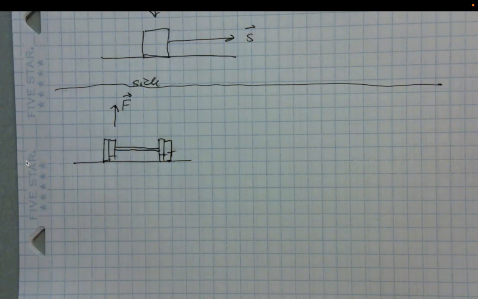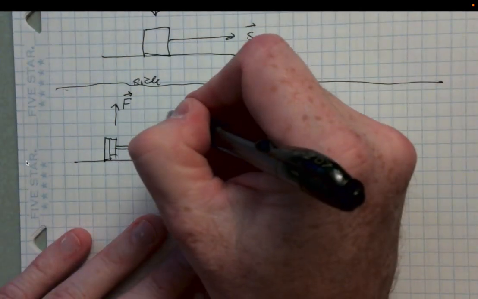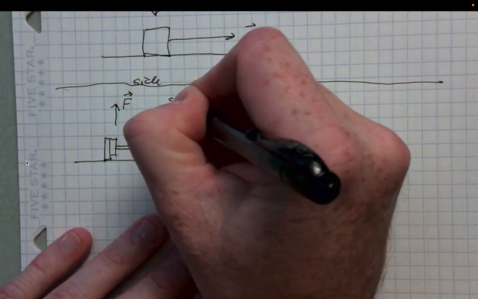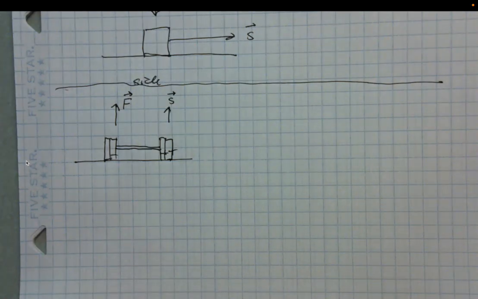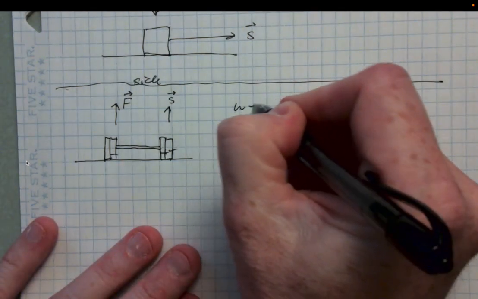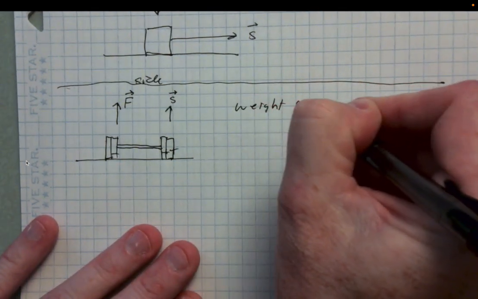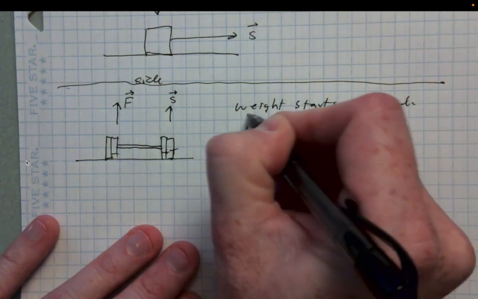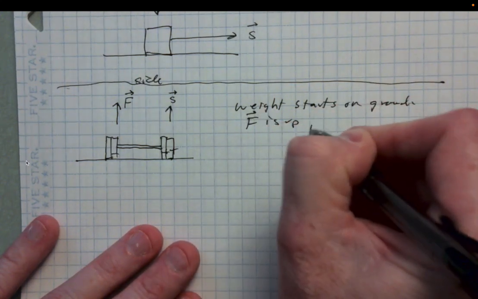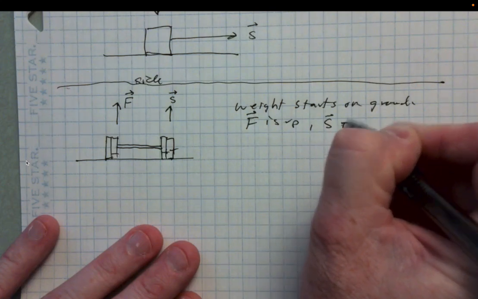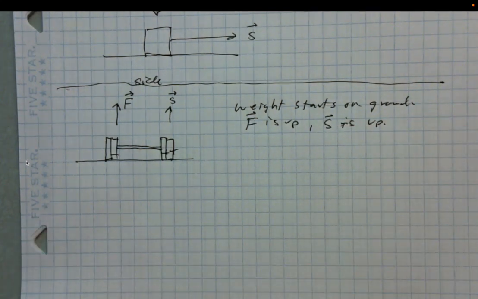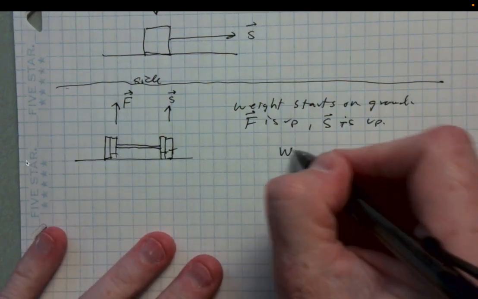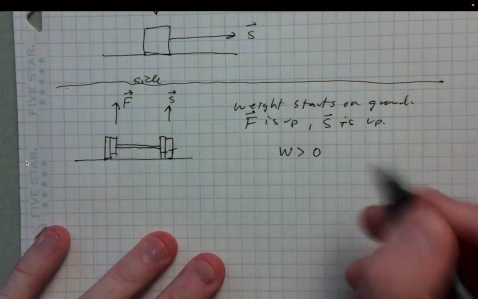Okay, so an upward force is applied and the bar goes up. So displacement and force would be in the same direction. So the weight starts on the ground, F is up, S is up, right? Presume if I pull up hard enough on the weight, it's going to go up. It's going to lift off the ground. And so in this case, the work being done by the weight lifter is greater than 0.